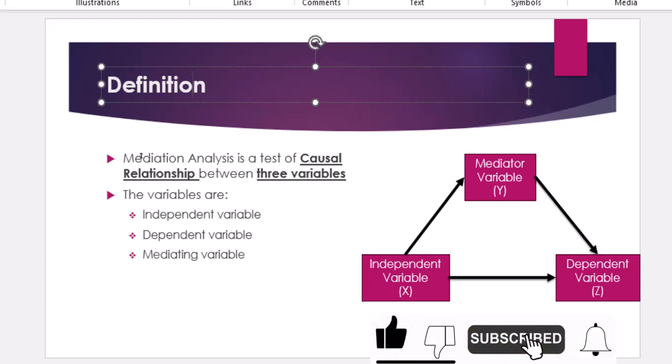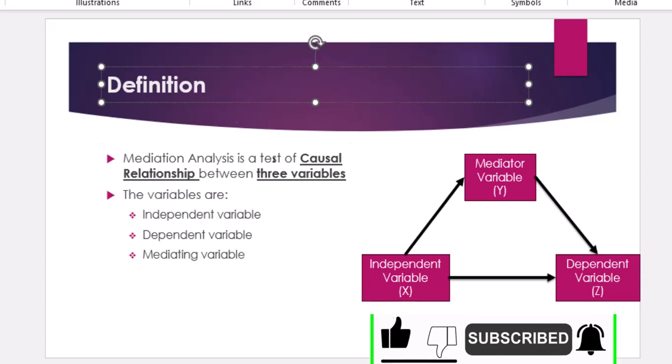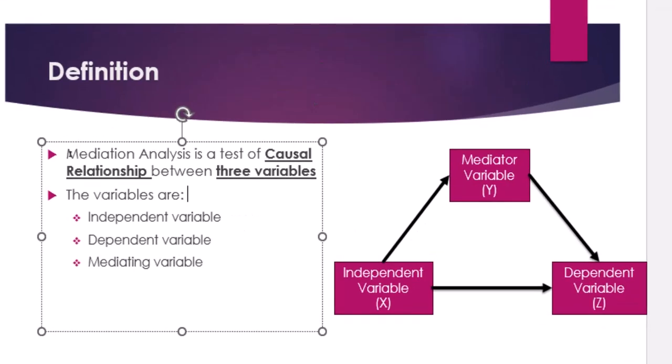So we are saying that mediation analysis is a test of causal relationship between three variables. These three variables are the independent variable, the dependent variable, and the mediating variable. So we have three variables which we are looking at how they relate to each other, how they cause each other. So we have a graph here.